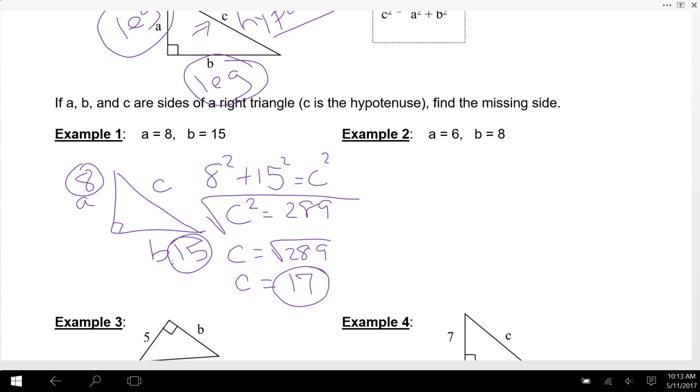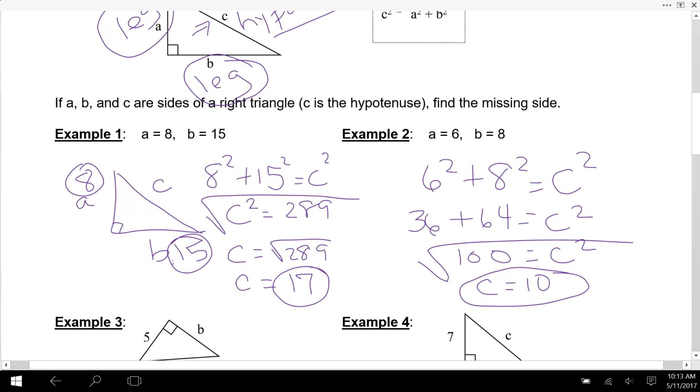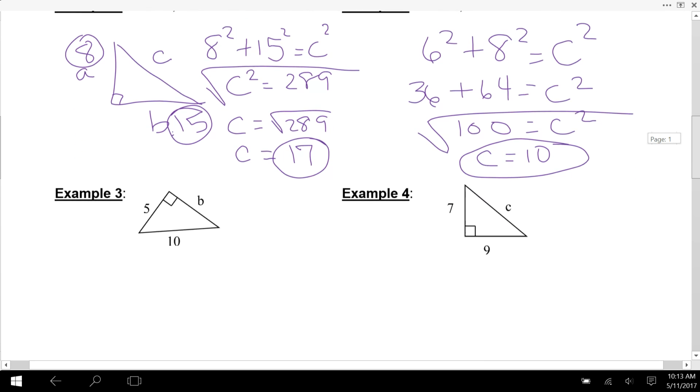Okay, for my next example, I'm not going to draw the picture, but you should know those are my two sides, and I'm looking for my hypotenuse. So 6 squared plus 8 squared equals C squared. So I have 36 plus 64 equals C squared. 100 equals C squared. Take the square root. C is equal to 10. Straightforward, easy. Use your calculator, and you can find these no problem.